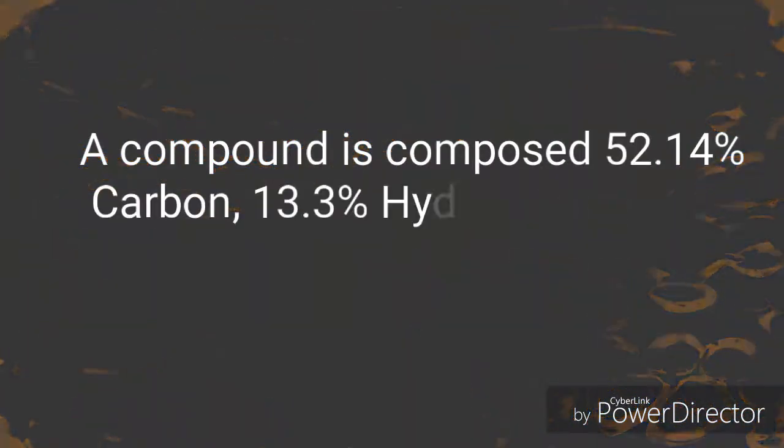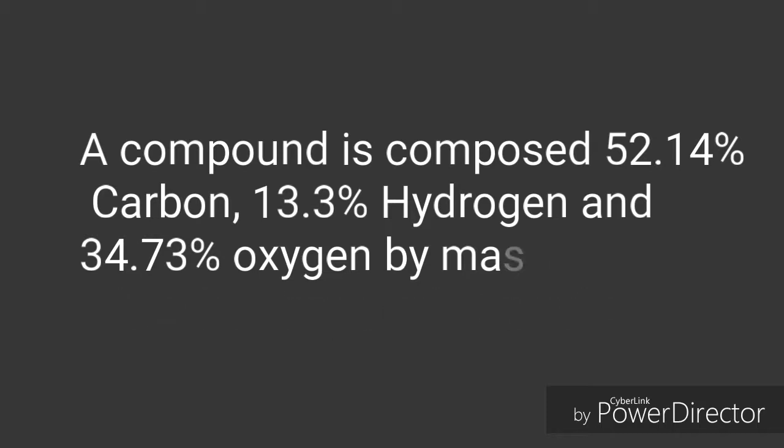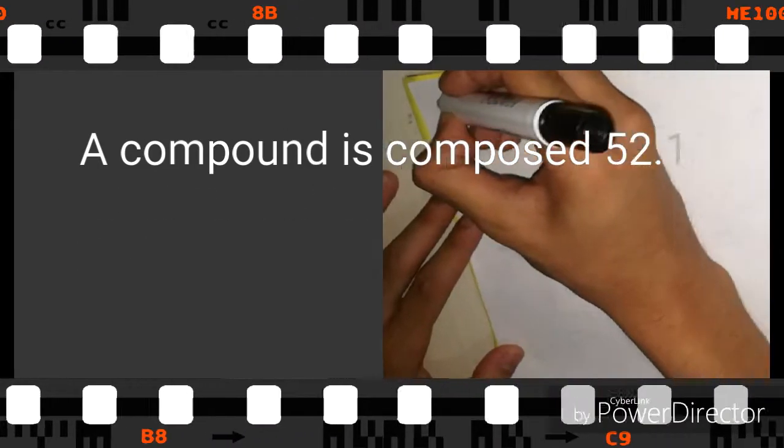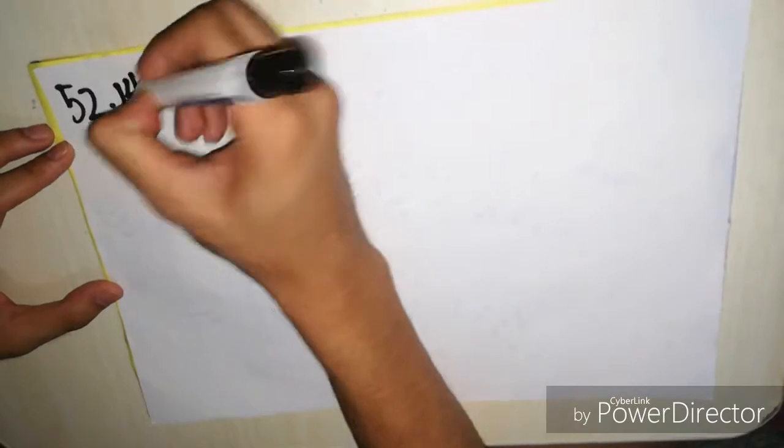A compound is composed of 52.14% carbon, 13.3% hydrogen, and 34.73% oxygen by mass. Find the empirical formula. Convert the percentage of each element into mass.